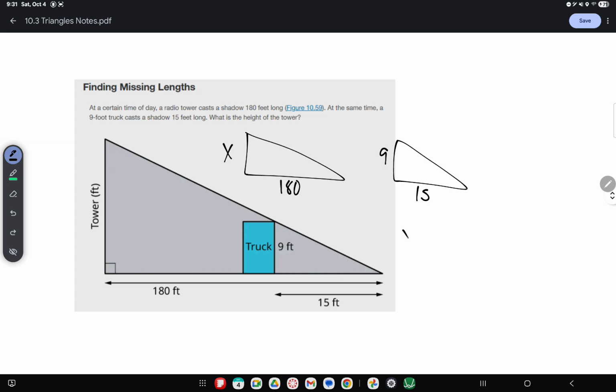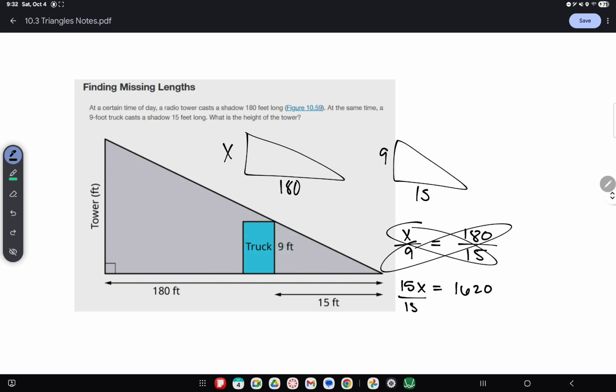So I can set up a proportion. X over 9 is 180 over 15. And then I can cross multiply. So 15x is, and then let's see, 9 times 180 is 1,620. And then I can divide both sides by 15 and get 108 feet.